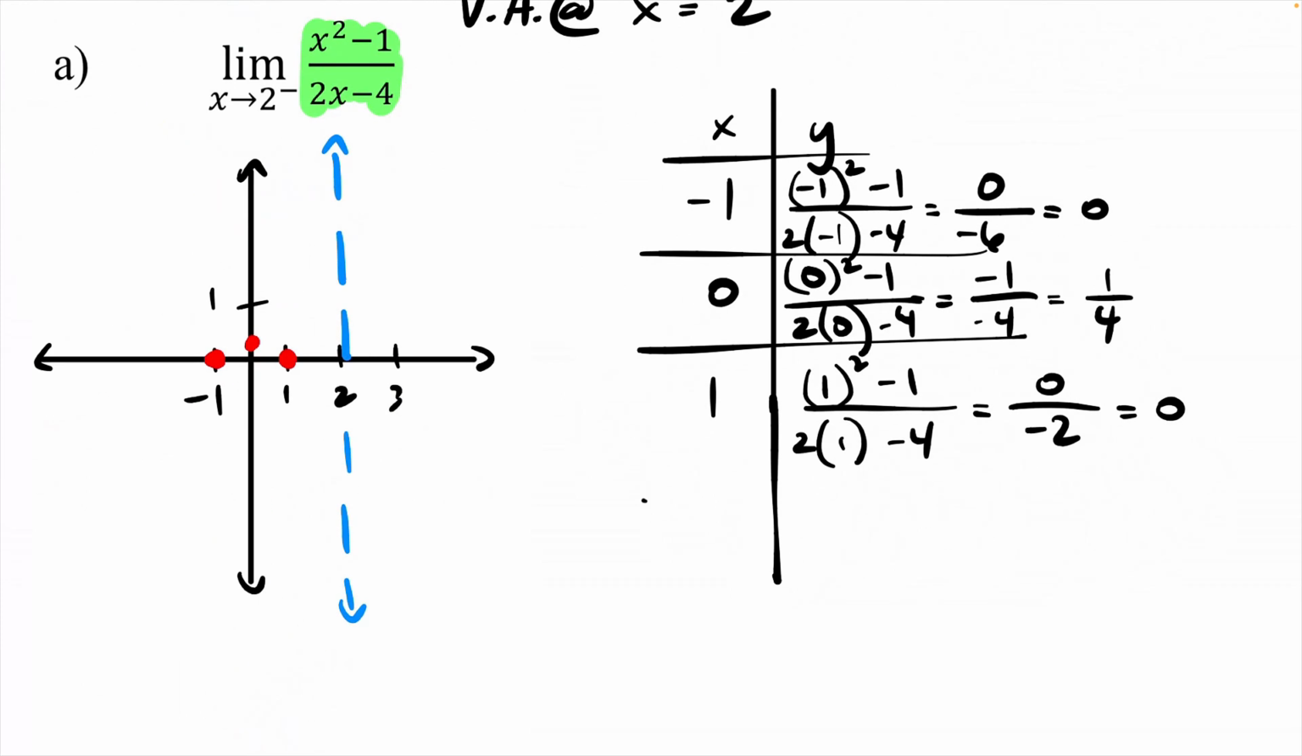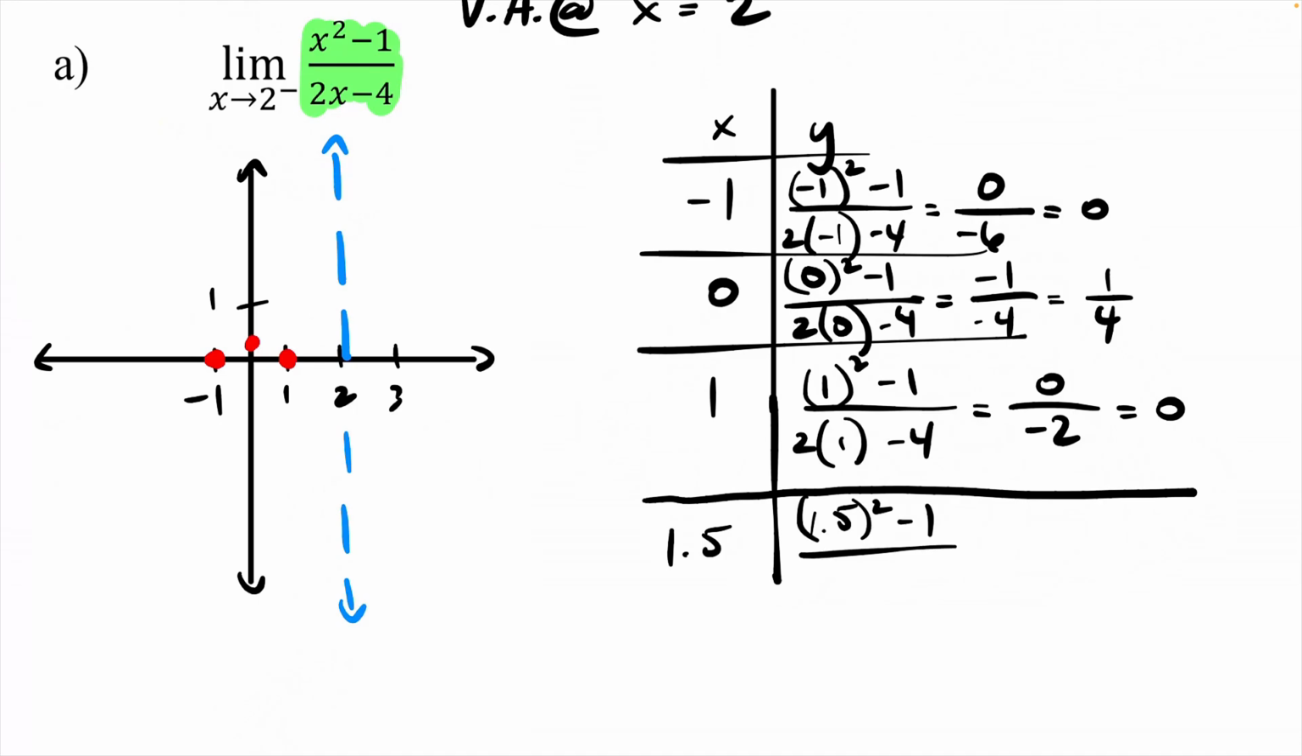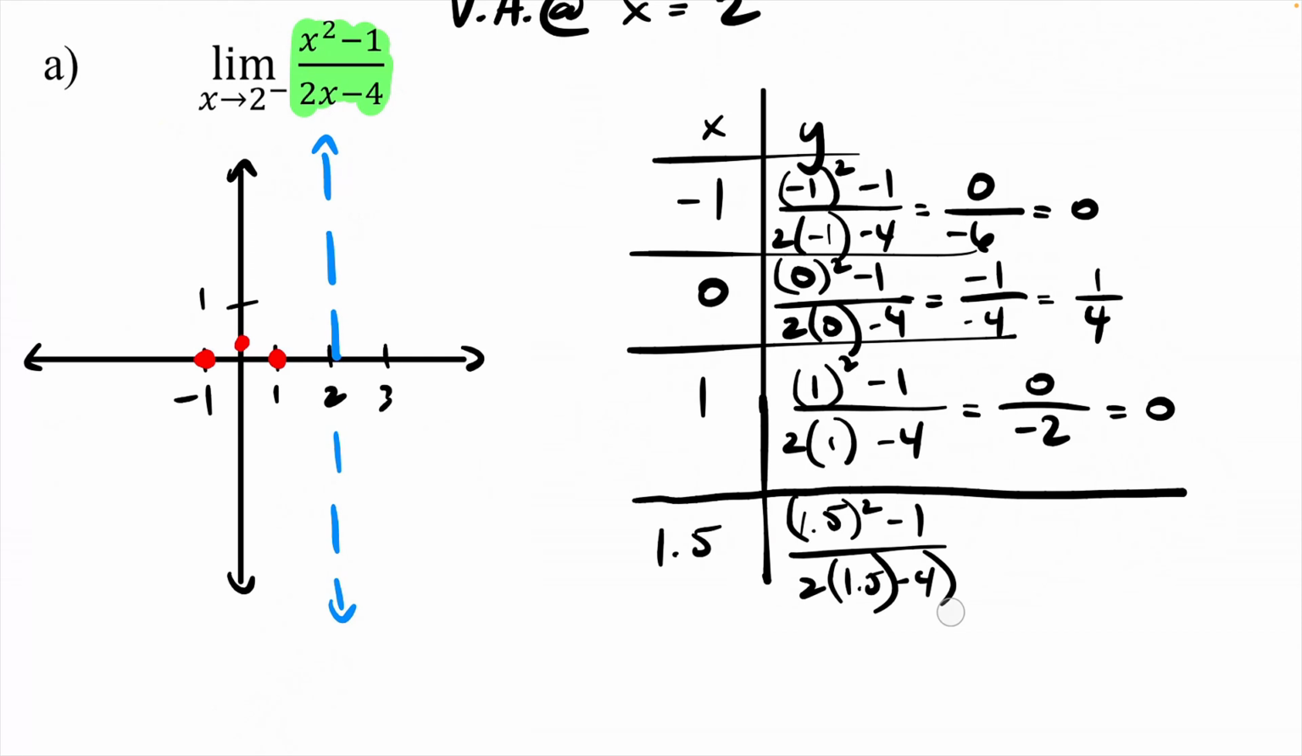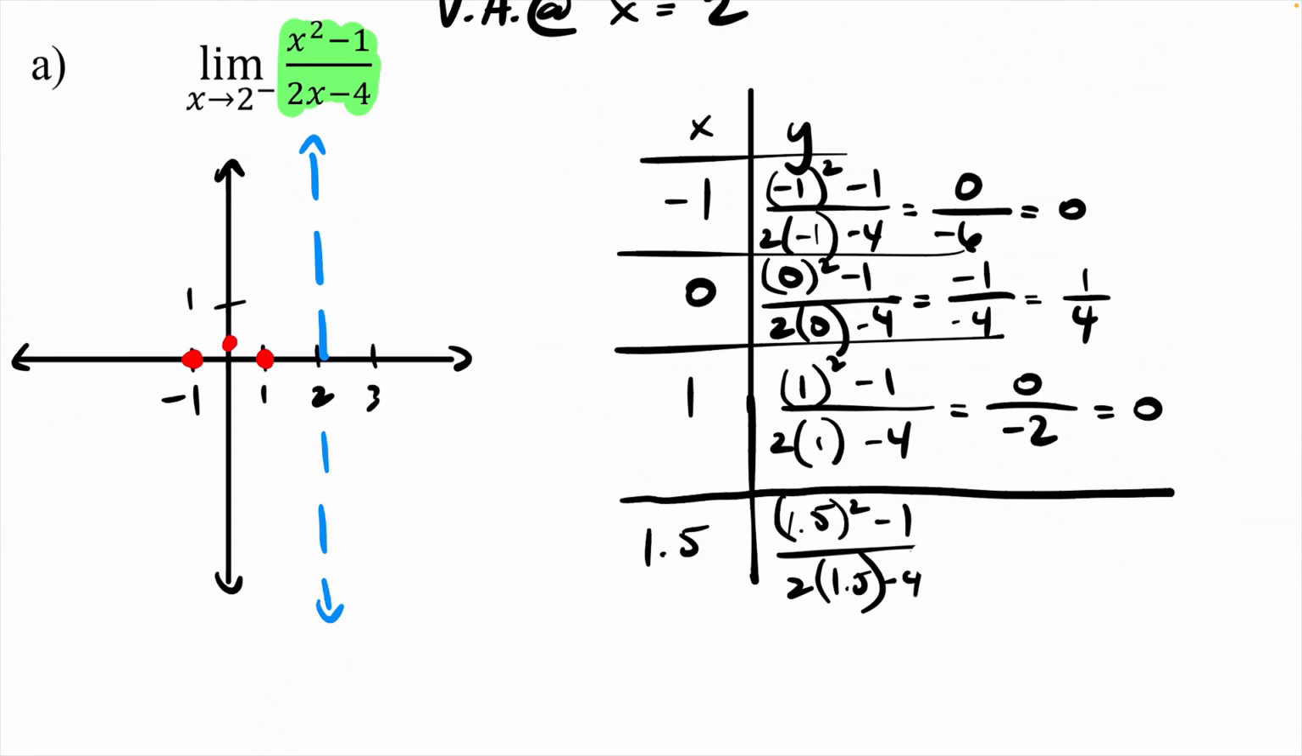So we're going to plug in one more to see where it goes, and that's going to be 1.5. This one is more mental math. It's not necessarily that we need to come to an answer. We just need to know, is it going to be positive or is it going to be negative? Okay? So 1.5 squared minus 1 over 2 times 1.5 minus 4. Again, I don't care what the actual number is of this answer. I just want to know if it's positive or negative. If it's positive, it's going up. If it's negative, it's going down.